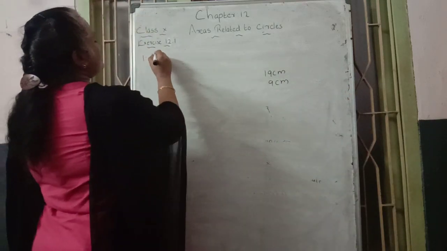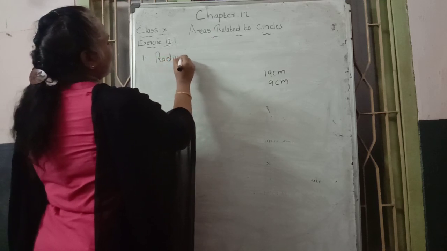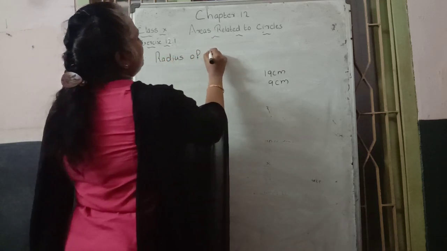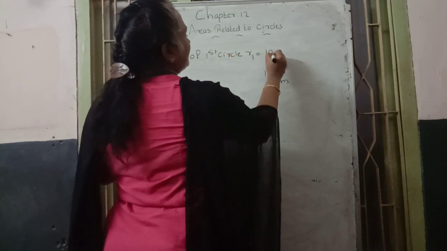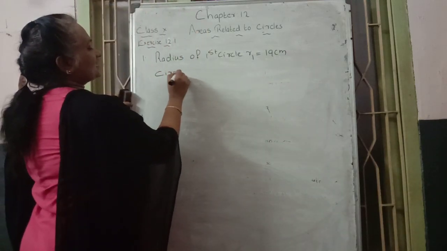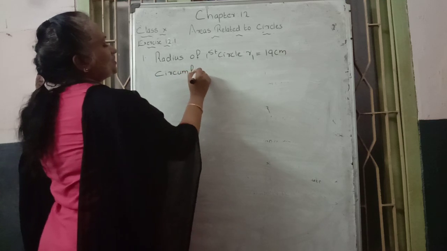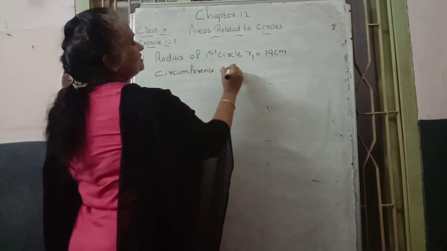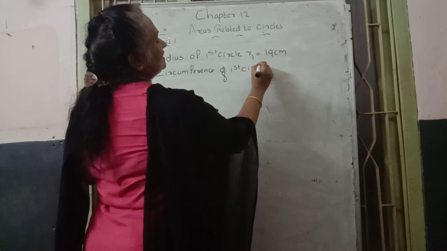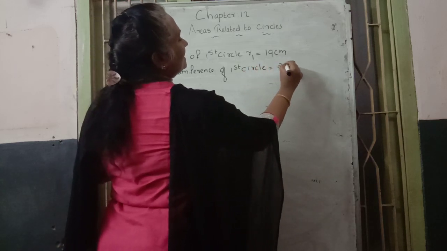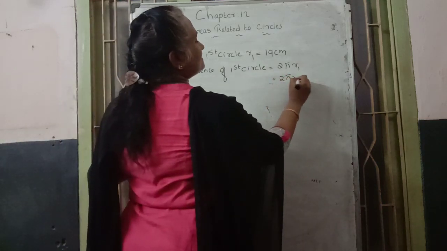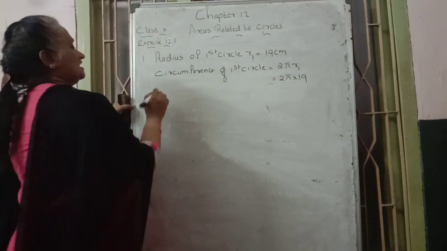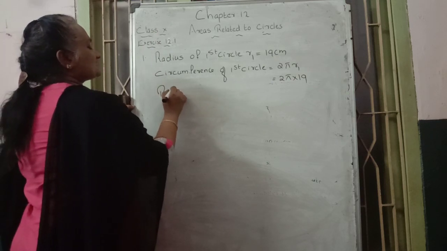So how to start: we write the radius of the first circle, marked as R1, which they gave as 19 centimeter. Then find the circumference of the first circle. The circumference of the first circle is equal to 2 pi r1, and in place of r1 we substitute 19.